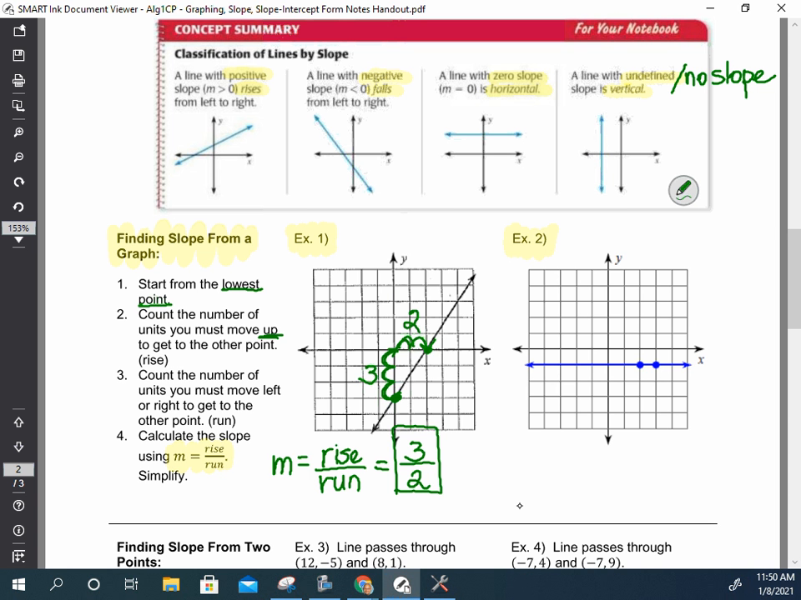So a couple things to keep in mind when you're moving on a graph. If you're moving up, that's a positive movement. If you're moving down, that's a negative movement. If you're moving to the right, that's a positive movement. If you're moving to the left, it's a negative movement.